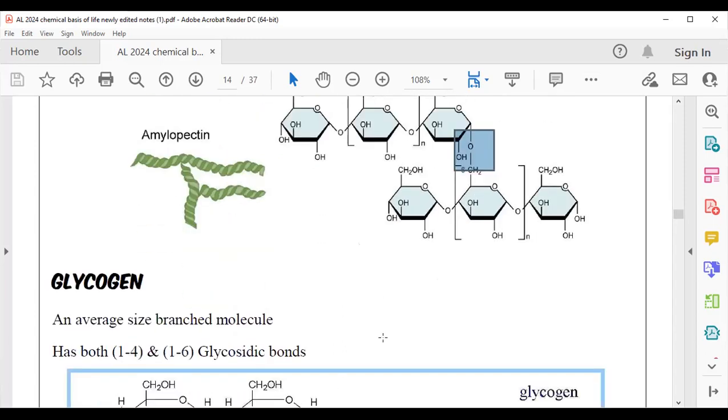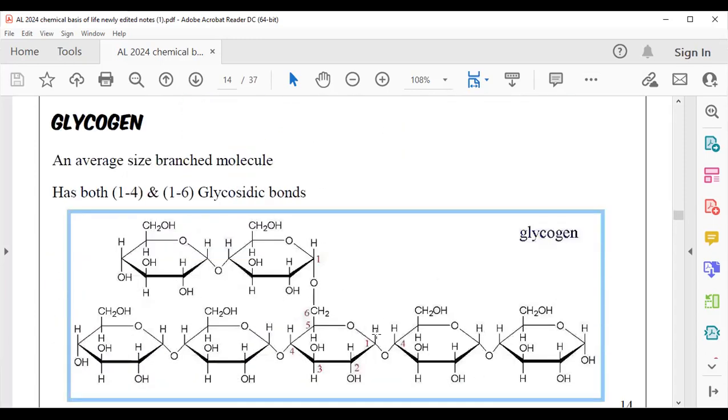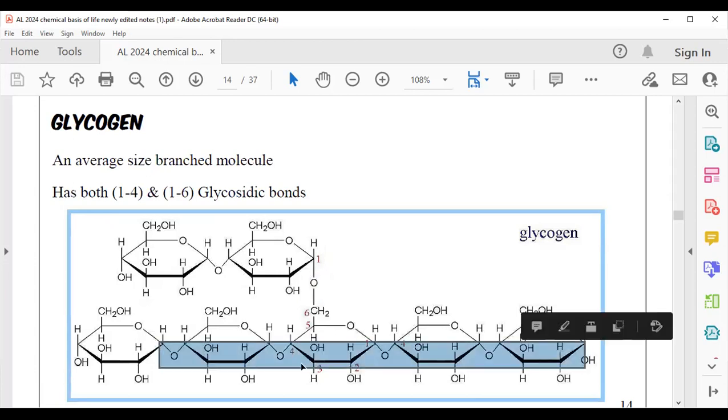Okay, sir. So this is glycogen. Once again, here we have 1,6-glycosidic bond. These ones are 1,4-glycosidic bond.